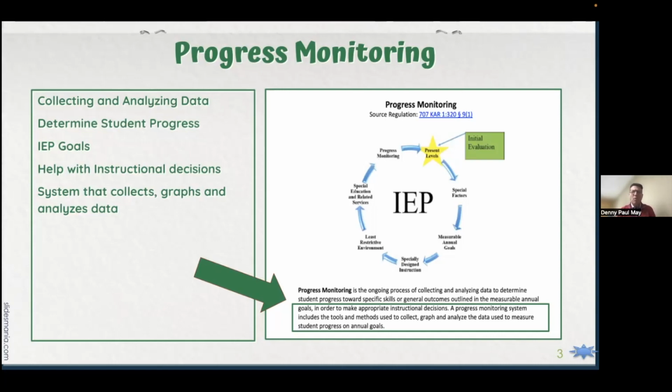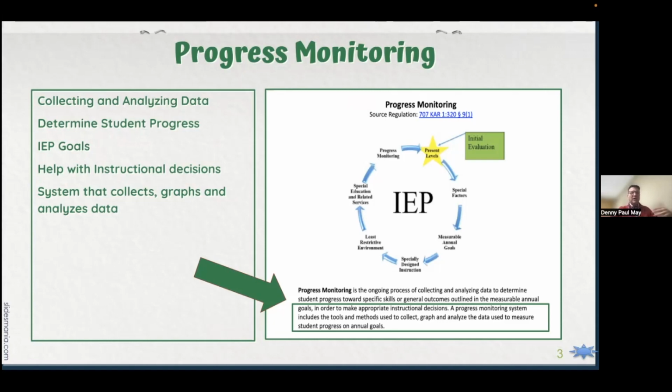We'll talk a little more about that as we move through, but it says progress monitoring is defined as an ongoing process of collecting and analyzing data to determine student progress towards specific skills or general outcomes outlined in the measurable annual goals. So you have to have a basis for every goal that you write. And that baseline is going to be that starting percentage. Once you start charting your data points, then you can see: is the student making progress toward reaching the goal, or is the student on the wrong path, and do we need to make some changes?